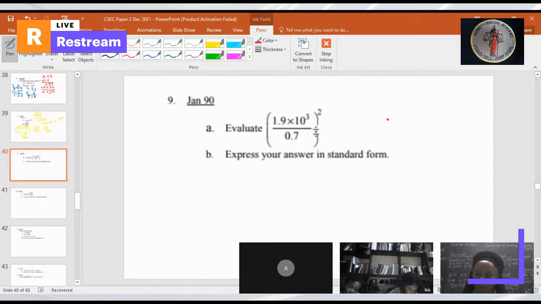Miss, can you help me with this question, please? Let John show you how to plug it in using the brackets. So you're supposed to open the bracket, 1.9 times 10 to the third power, then divide by 0.7, close the bracket, and raise it to the second power. Yes, miss.